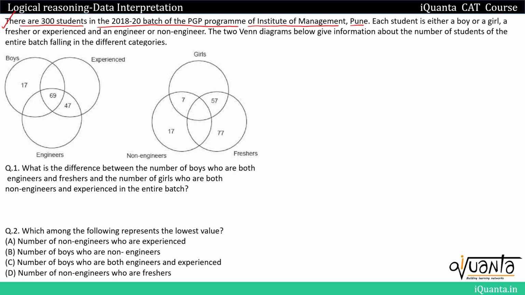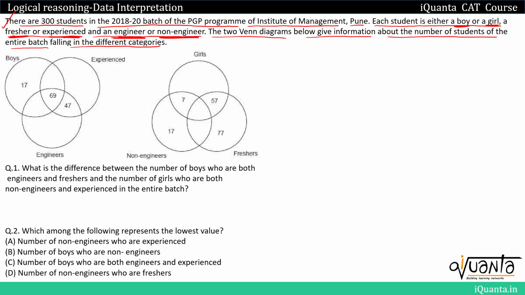Pune. Each student is either a boy or a girl, a fresher or experienced, and an engineer or non-engineer. The two Venn diagrams below give information about the number of students of the entire batch falling in the different categories. So when we read the set, we come across a boy or a girl, a fresher or experienced, an engineer or non-engineer. So basically we can see that here we have 6 attributes.